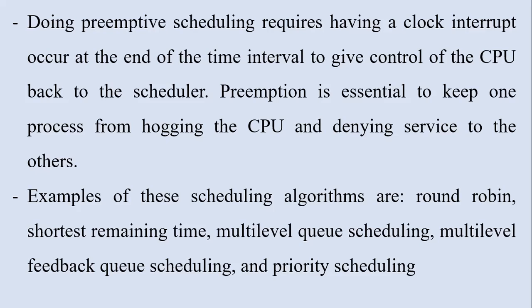Preemption is essential to keep one process from hogging the CPU and denying service to the others. Examples of these scheduling algorithms are round robin, shortest remaining time, that is SRT, multi-level queue scheduling, multi-level feedback queue scheduling, and priority scheduling.